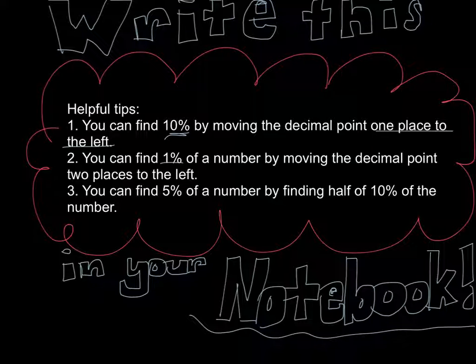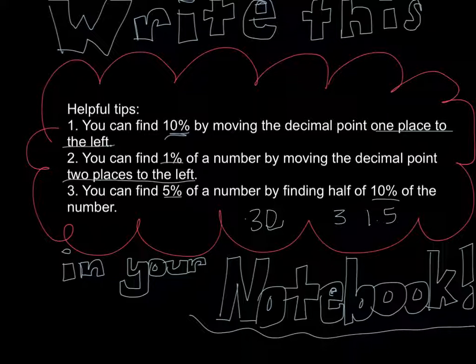If you want to find 1% of a number, move that decimal point 2 places to the left. If you want to find 5% of a number, you just find 10% of it, and then you half it. So if I wanted to find 5% of 30, let's say, first I'd find 10%, so I move that decimal point 1 place to the left, so I'd get 3. Then I'd ask myself, well, what's half of 3? 1.5. So if my bill was 30 and I wanted to give a 5% tip, that'd be very low, then I would give $1.50 of my tip. Or if I was spending $30, if I was 5% off, I'd save $1.50.